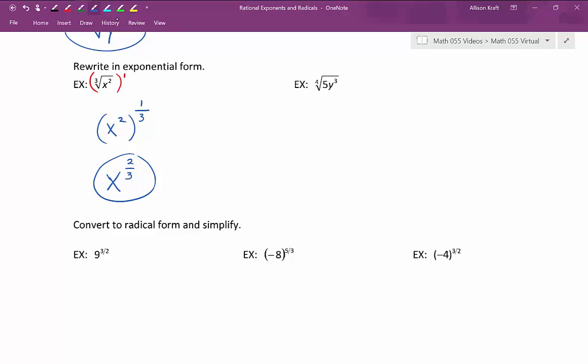Let's rewrite the 4th root of 5y to the 3rd with a rational exponent. I want to start by identifying what the base is going to be. The base and the radicand are the same. So our base is going to be this whole thing, 5y to the 3rd.